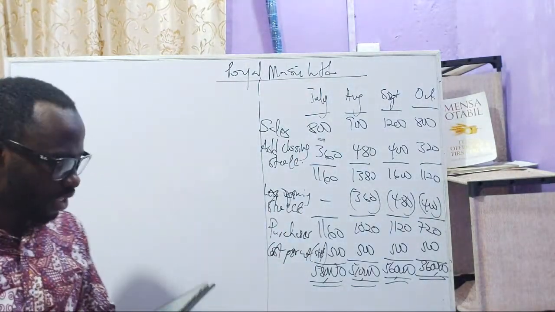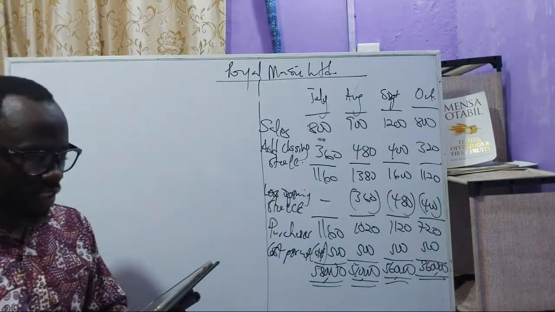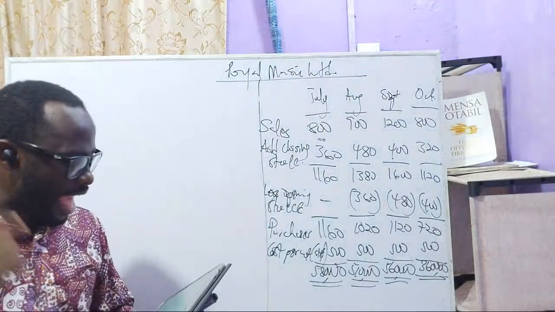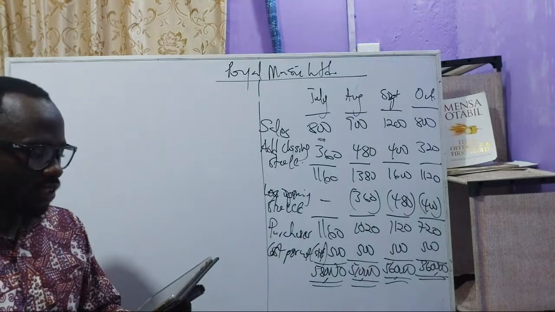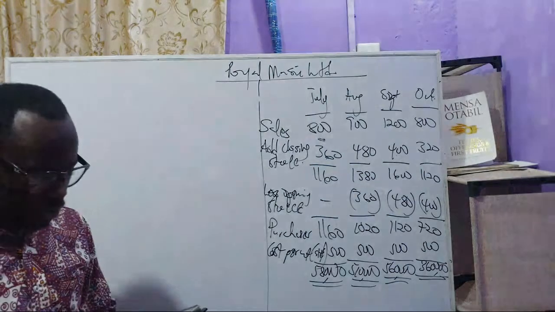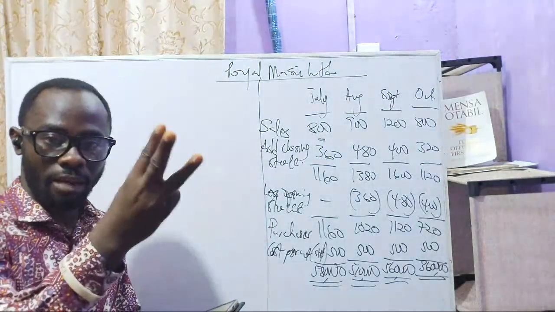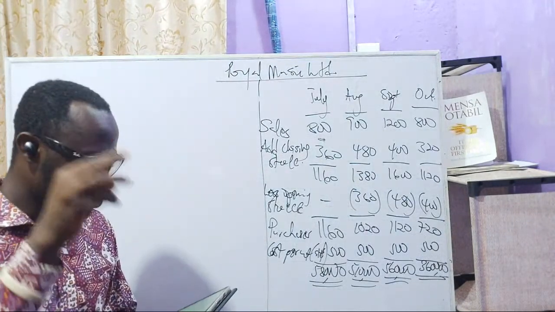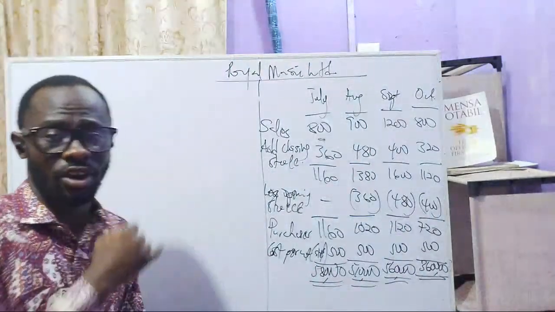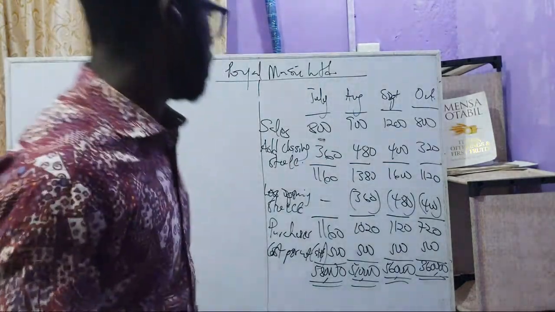The requirement of this question is to prepare a schedule of the expected cash receipts for the 3 months, October through to December, and determine the expected account receivable balance on 31st December. So we are supposed to look at the cash receipt schedule for October, November, and December. Then on top of that, we are supposed to look out for the debtors or receivable balance at the end of 31st December. So let's look at how we go about it in relation to that.